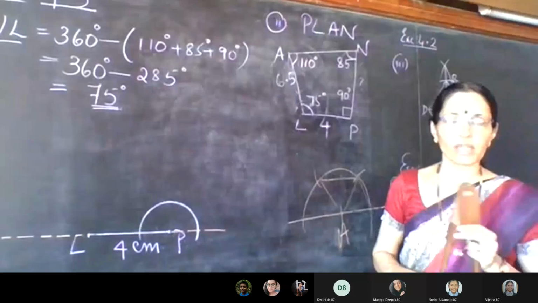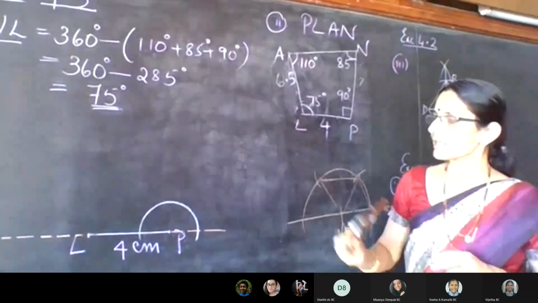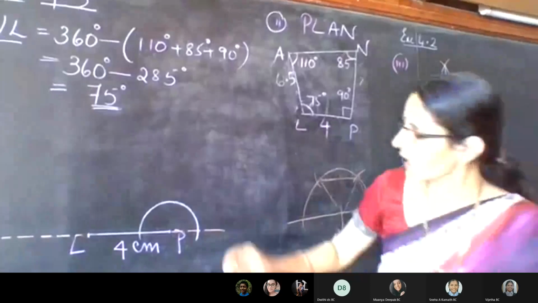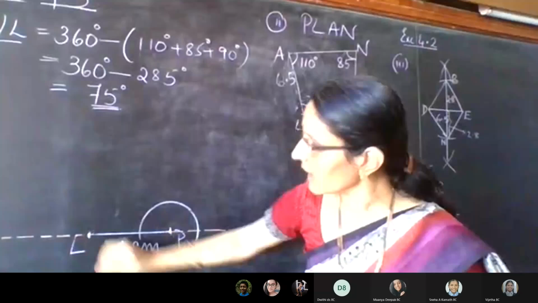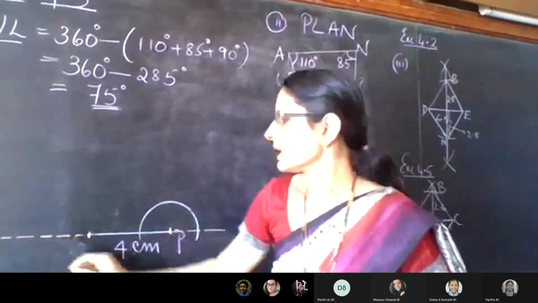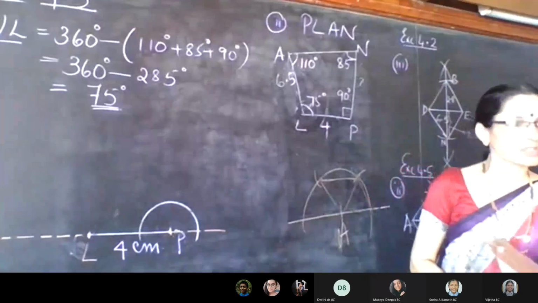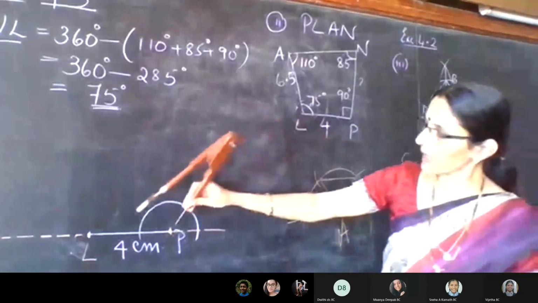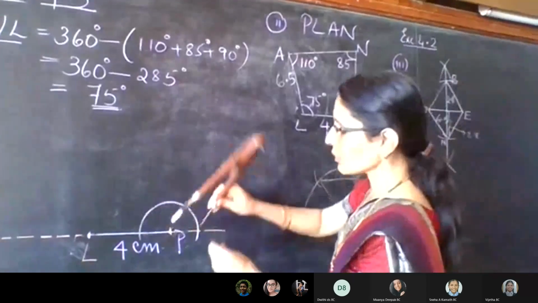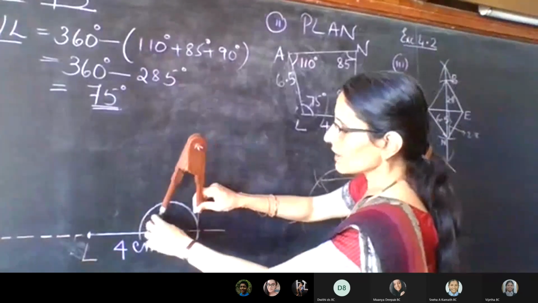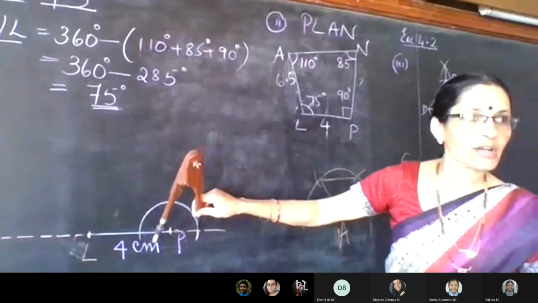These are the standard constructions of 60, 75, 90, all that. The semicircle is drawn. Remember, I now must not change these two points. P and L are fixed. They are not to be changed. I have measured 4 centimeter. Now, at P, I have drawn the semicircle. Now, I am going to bisect this diameter. The diameter of the semicircle you can identify.